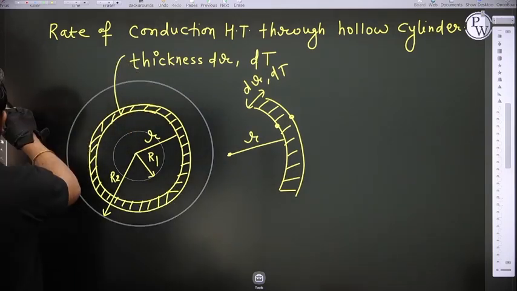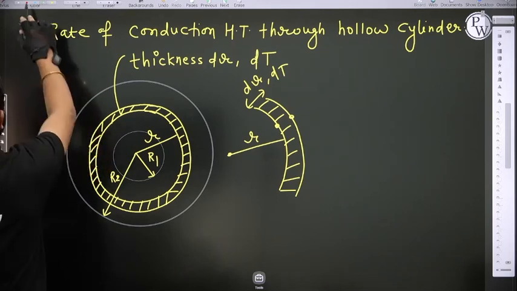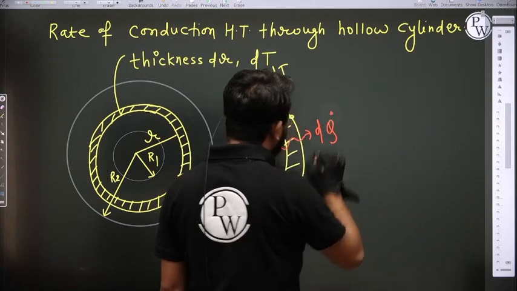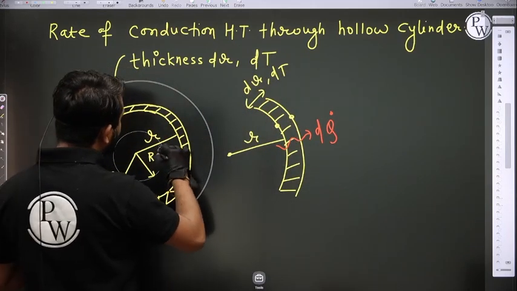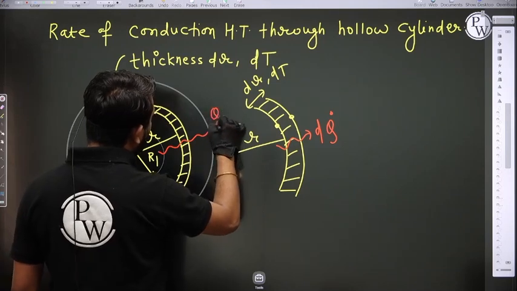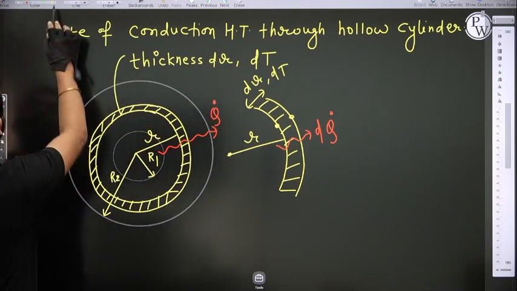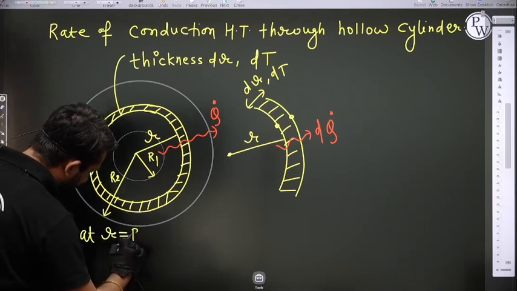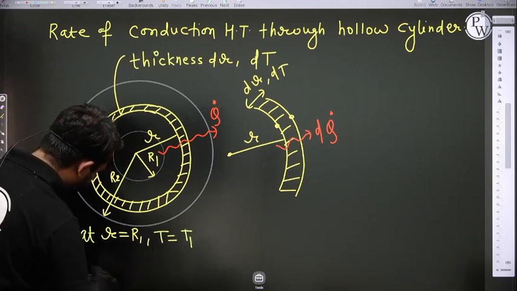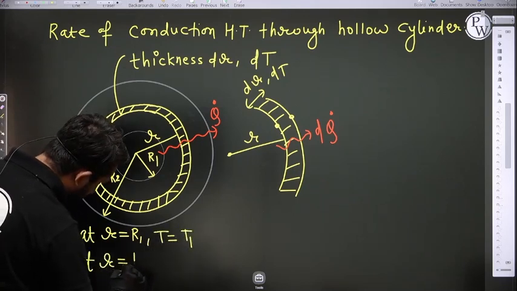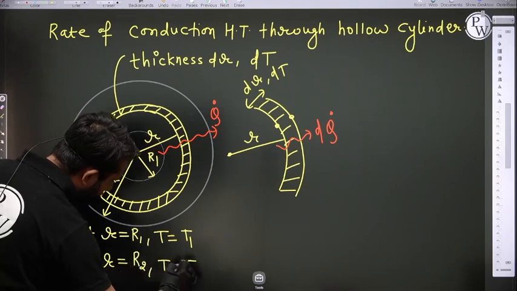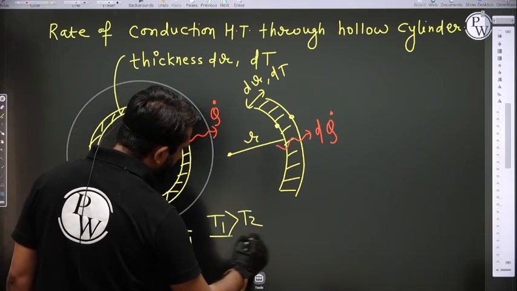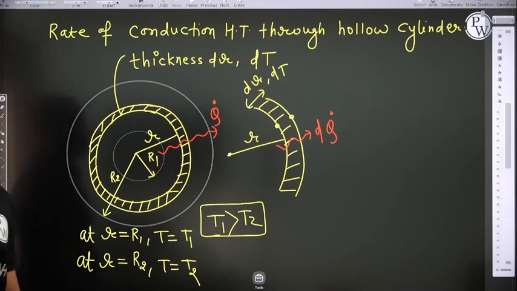And from this small element, the rate of conduction heat transfer is dQ dot, whereas the rate of conduction heat transfer from this hollow cylinder is Q dot, right? At r is equal to r1, T is equal to T1, and at r is equal to r2, T is equal to T2, and T1 is greater than T2. I am assuming this.